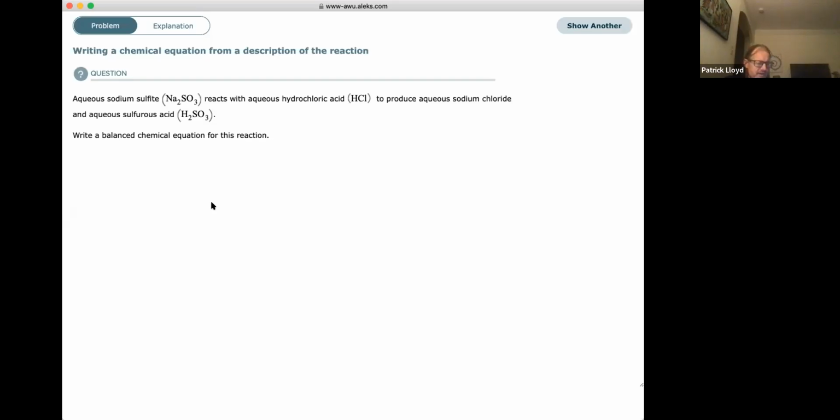Aqueous sodium sulfite, Na2SO3, reacts with aqueous hydrochloric acid, HCl, to produce aqueous sodium chloride, which, interestingly enough, doesn't tell you what sodium chloride is, and aqueous sulfurous acid, H2SO3. So they're not telling you what sodium chloride is. We'll figure it out.